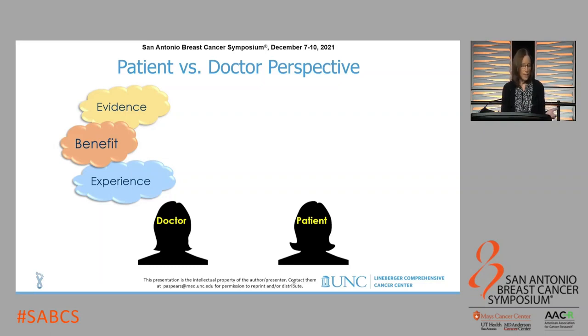They think about the benefit of the treatment to the patient and what the risk or harms might be. The patient, on the other hand, we come into the room with a different little perspective. We just really want to keep on living.